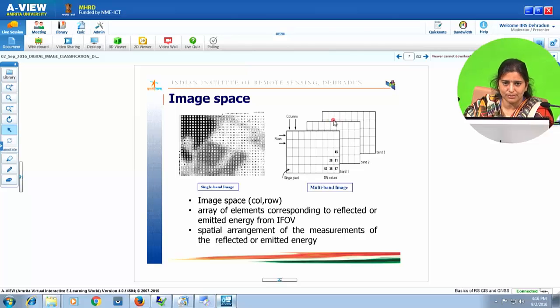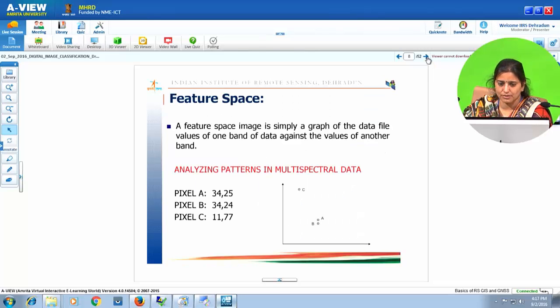But when we are doing multispectral classification, we will transform this image into the feature space so that we are able to do the classification properly. Feature space is simply a graph of data file values of one band of data against the values of another band. If we are using two band data, it will have a two dimensional, two axis curve. So there are three pixels, pixel A, pixel B, pixel C.